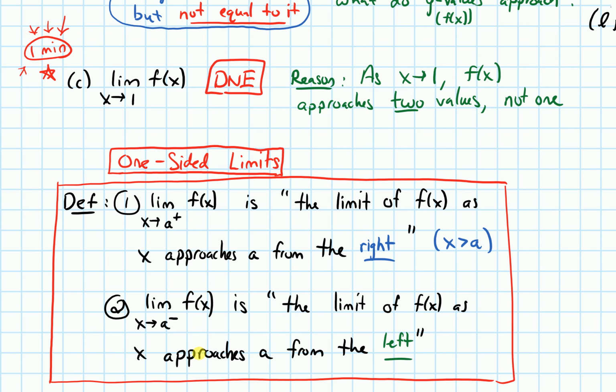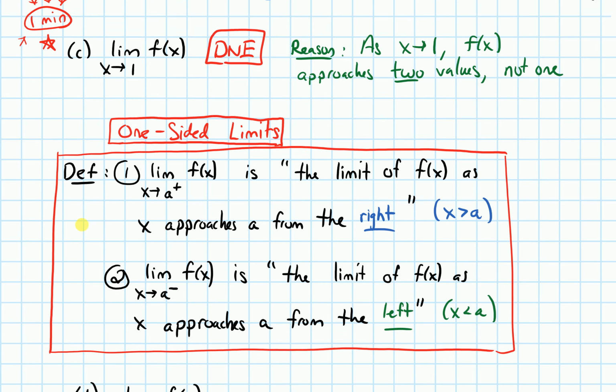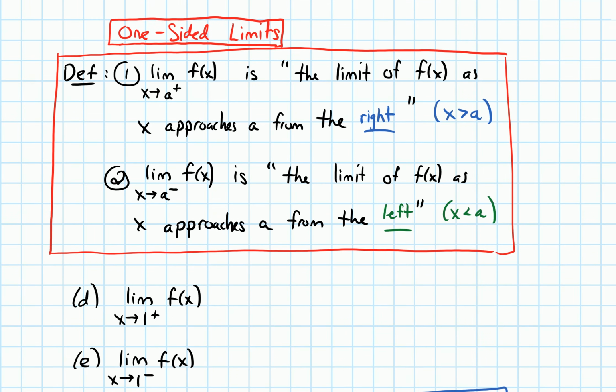And if x is approaching a from the left, that means that x better be smaller than a. Okay, so these are some definitions, but now let's do some examples with these. So in D, I want to know what's the limit as x approaches 1 from the right, because that's what the plus sign means. It means from the right.